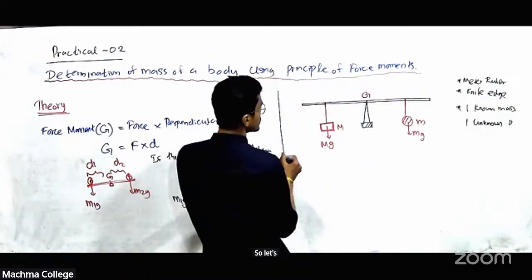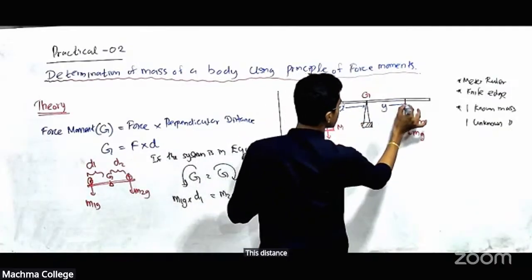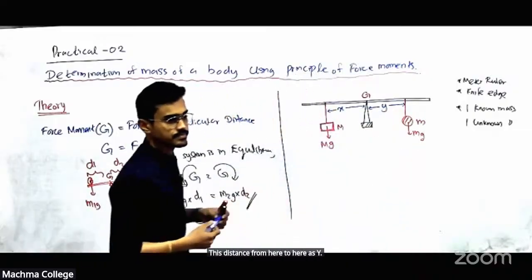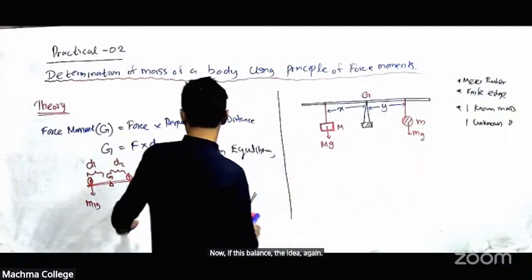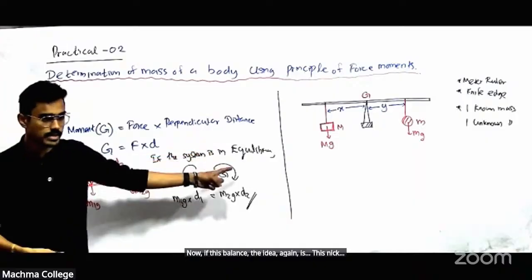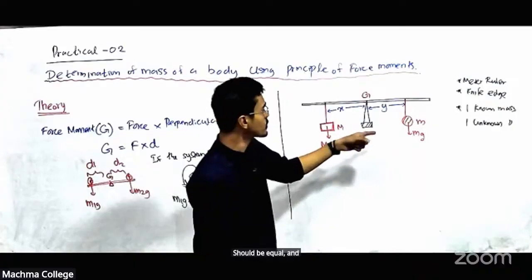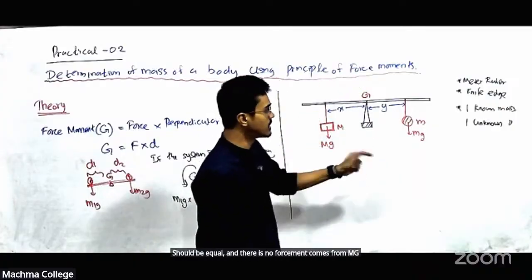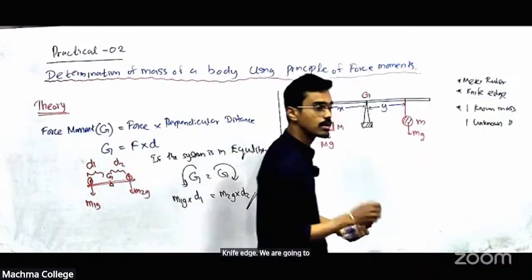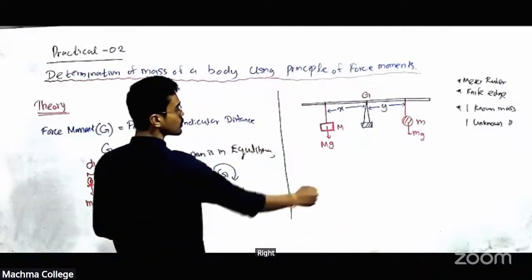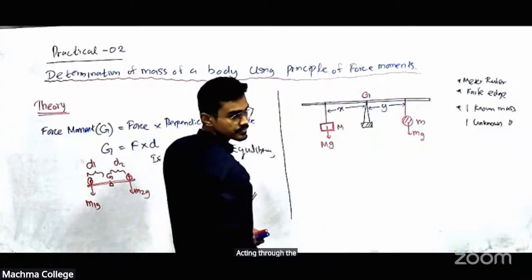So let's assume this distance from here to here as x, this distance from here to here as y, right? Now if this is balanced, the idea again is this: if the system is in equilibrium, these two force moments should be equal, and there is no force moment from mg of the meter ruler, since I have balanced it on the knife edge. We are going to write the force moments about the knife edge, right? No perpendicular distance to the weight of the meter ruler, since it acts through the knife edge.